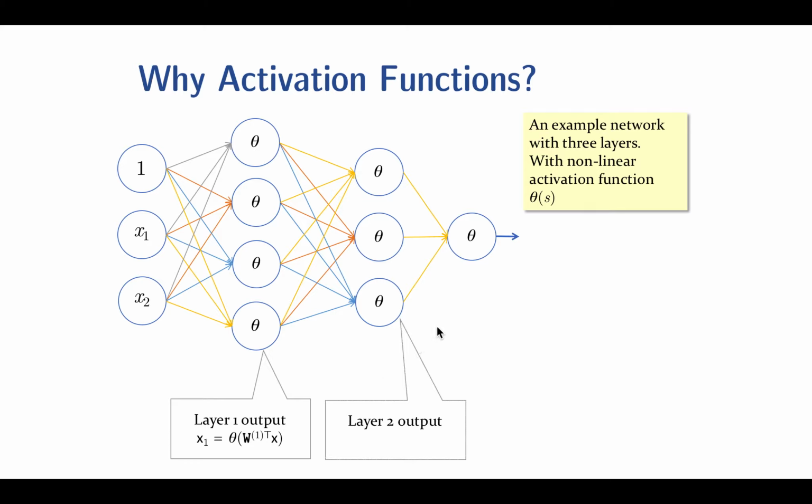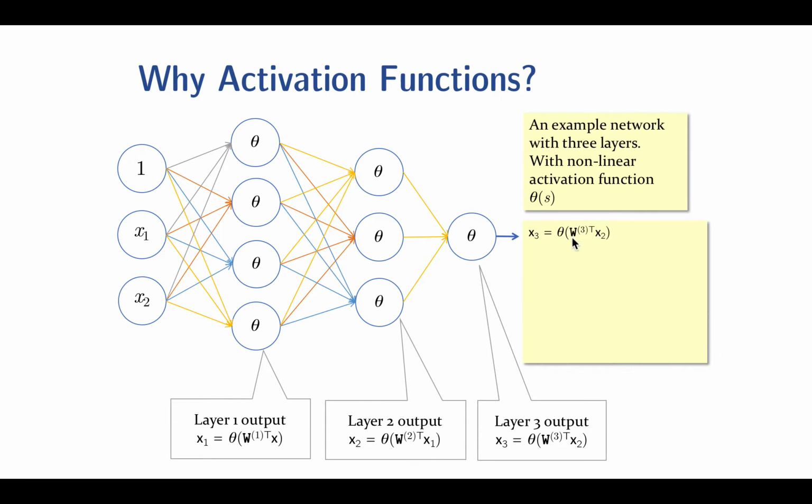And then what is x2? What is the layer 2 output? It's theta of W2 transpose x1. And what's layer 3? It's theta of W3 transpose x2. So if I put all of that together, x3 is theta of W3 transpose x2, but I can substitute x2, which is theta of W2 transpose x1, and I can substitute x1, so it's theta of W1 transpose x. And so this is not equal to one matrix now, because there is a non-linear function theta in the middle at every stage.